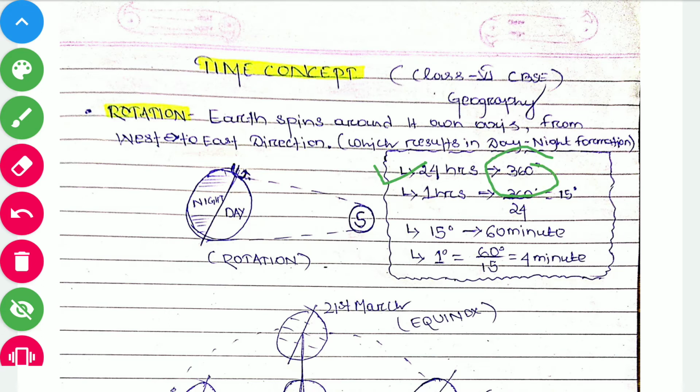Again, in 1 hour, it will cover 360 by 24, which is 15 degrees. So the Earth is covering 15 degrees of distance in 60 minutes of time. Then the Earth will cover 1 degree of distance in 60 by 15, which is 4 minutes. That is, the Earth takes 4 minutes to cover 1 degree of distance.